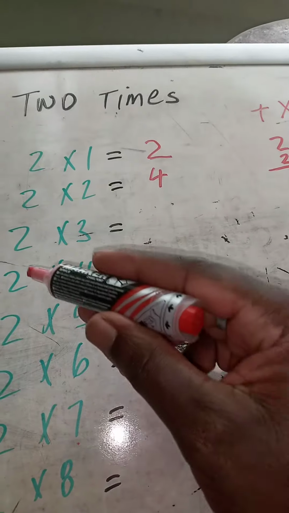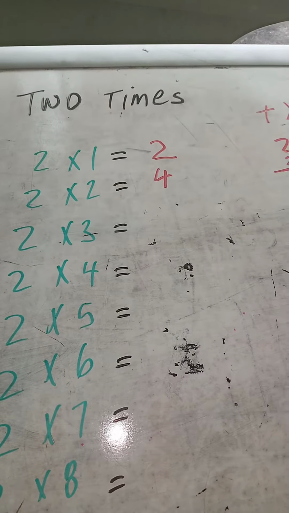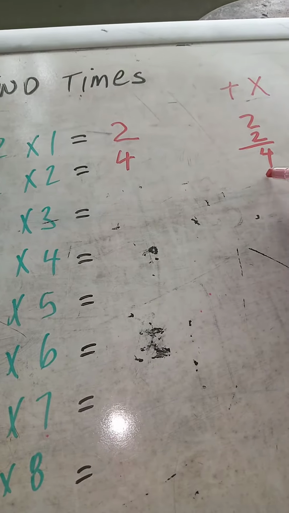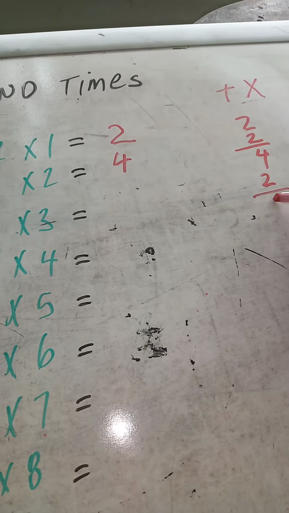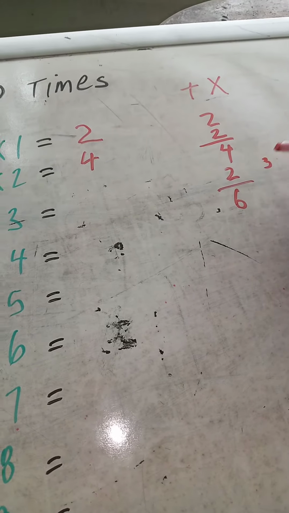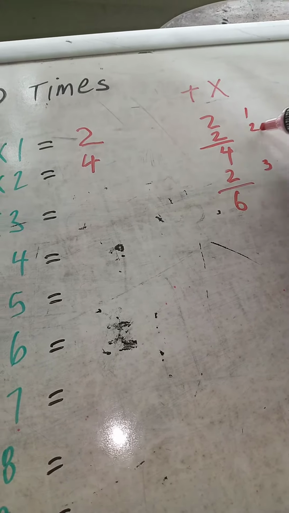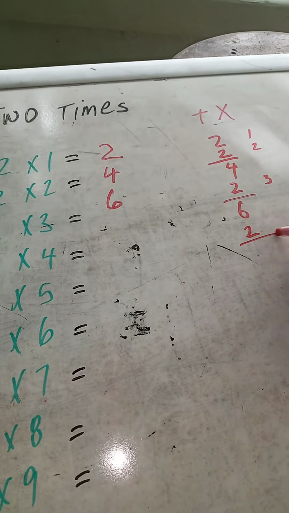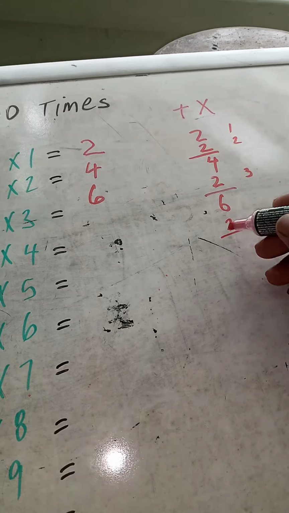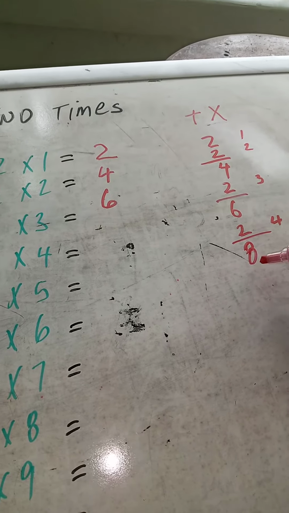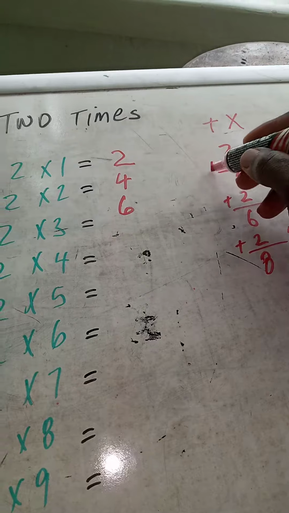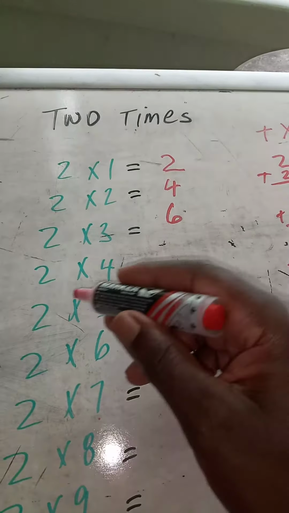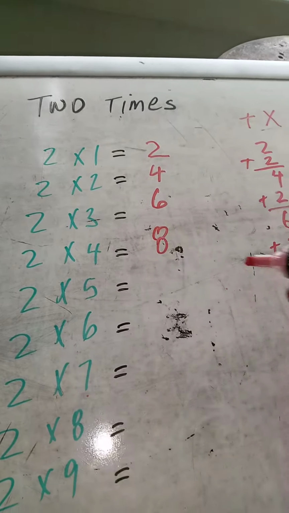Now, what if you want to find what 3 2s is going to be? All you need to do is add 2 more to it to make it 6. 1, 2, 3. So 3 2s would equal 6. And what if you want to find what 4 2s is? Let's just add another 2, which would make it 4. And this will give you what? 8. 6 plus 2 equals 8. So 2 times 4 equals 8.